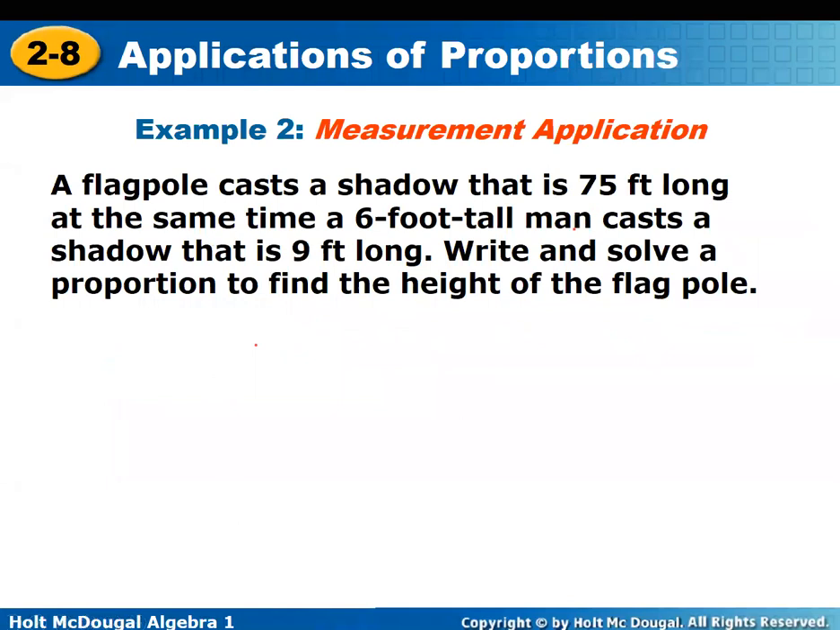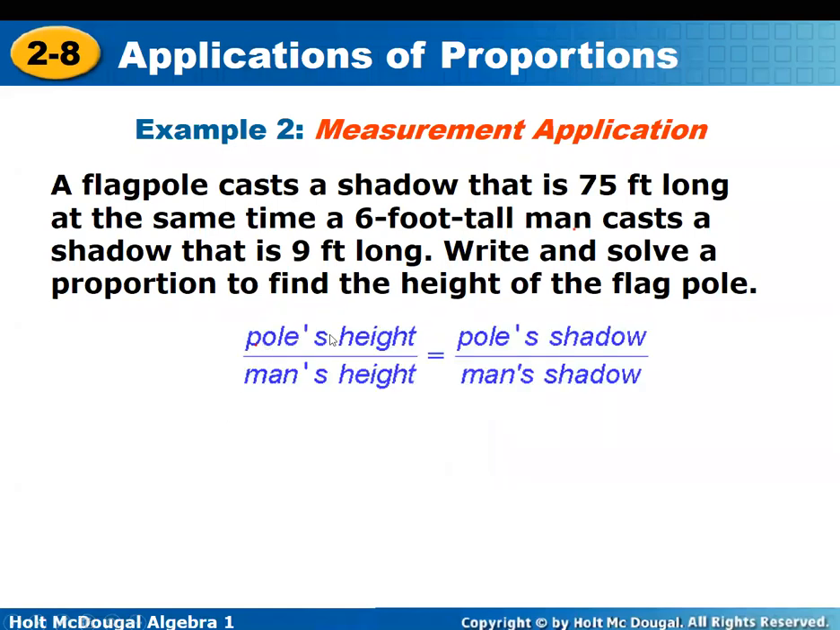A flagpole casts a shadow that is 75 feet long. At the same time, a 6-foot tall man casts a shadow that is 9 feet long. Write and solve a proportion to find the height of the flagpole. First, the pole's height over the man's height equals the pole's shadow over the man's shadow. This is a proportion. Then we will start to replace.